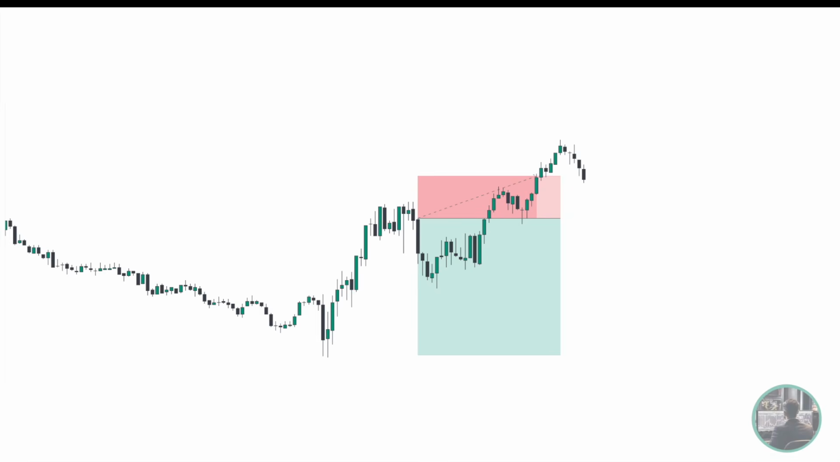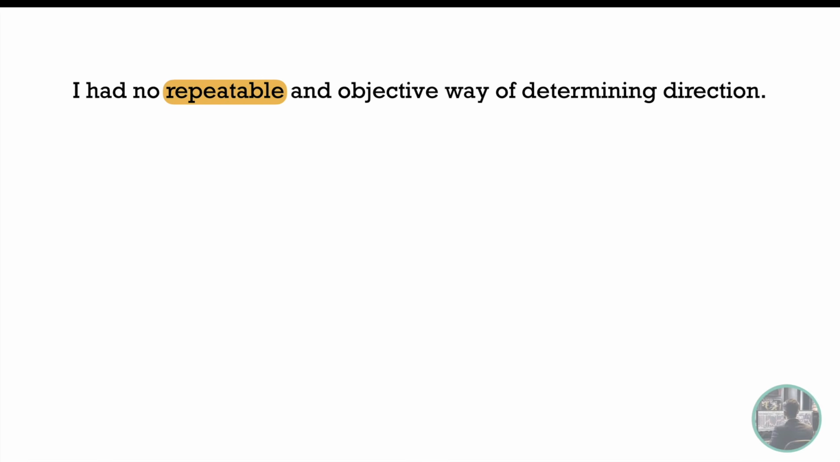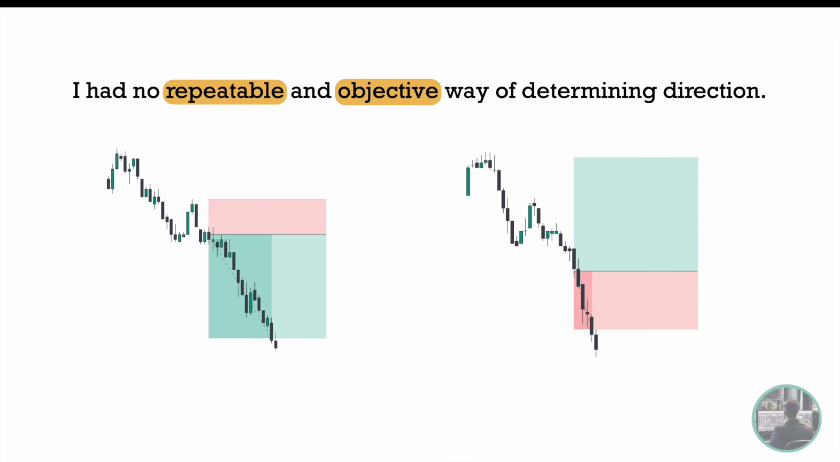I would try to force my way through it by trying to change my risk reward or entering earlier, but none of it actually moved the needle. Because I wasn't fixing the actual problem. The problem was that I had no repeatable and objective way of determining the direction. Every trade felt different, so I'd evaluate it differently. And you can't build a consistently high win rate on something inconsistent. I needed a process that gave me the same answer every time I looked at the chart.